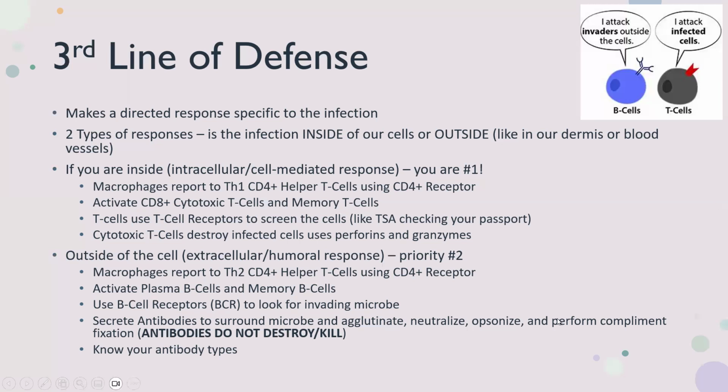And then some are able to perform complement fixation. The complement proteins, like C5 through C9, the antibodies can also help those complement proteins determine where they're going to destroy the membrane. So they're actually able to destroy those bacterial cells or those fungal cells using the complement proteins.